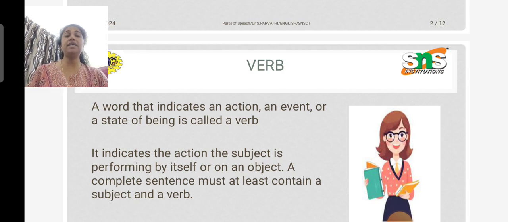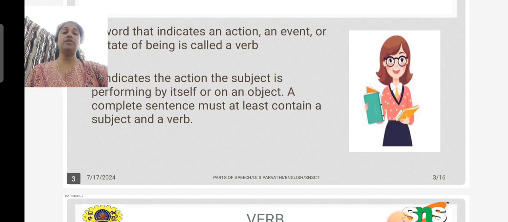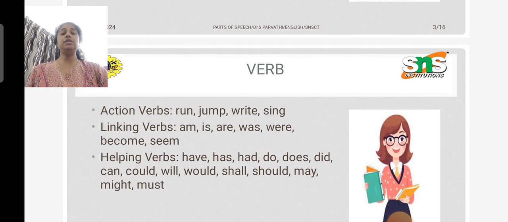A complete sentence must at least contain a subject and a verb. So this is what a sentence is, right? Subject and predicate. So in verbs, there are action verbs, linking verbs and helping verbs. You should know what an action verb is, and what words come under linking verbs and helping verbs.